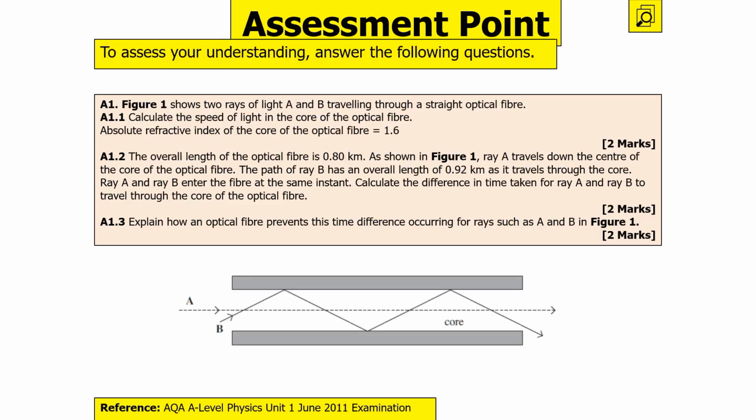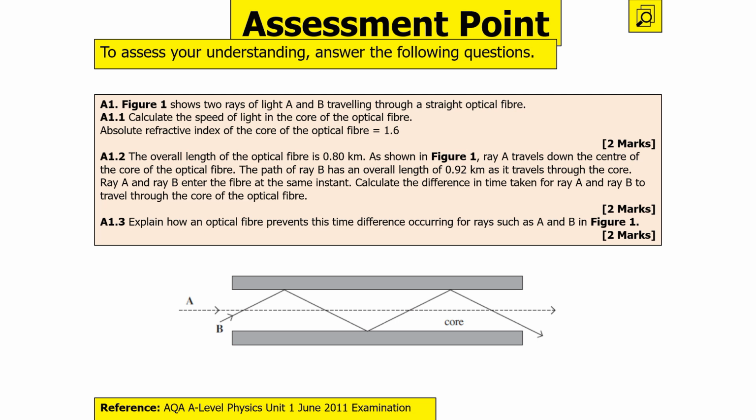So finally, figure 1 shows 2 rays of light, A and B, travelling through a straight optical fibre. Calculate the speed of light in the core of the optical fibre. The absolute refractive index of the core of the optical fibre is 1.6. Then the overall length of the optical fibre is 0.80 kilometers. As shown in figure 1, ray A travels down the centre of the core of the optical fibre. The path of ray B has an overall length of 0.92 kilometers as it travels down the core.